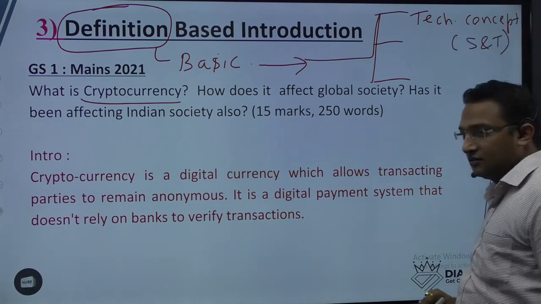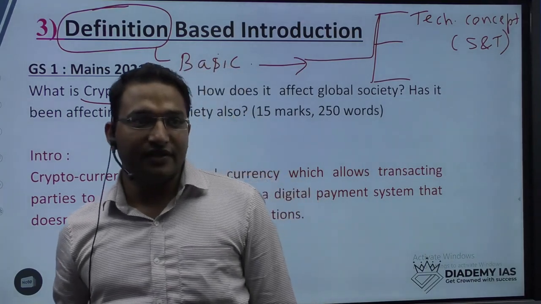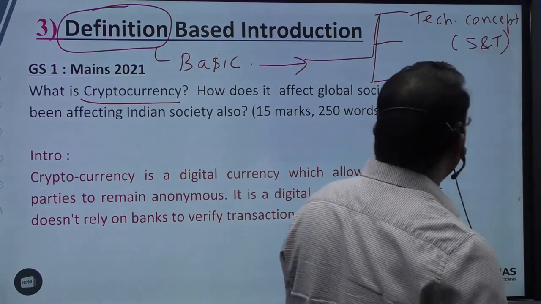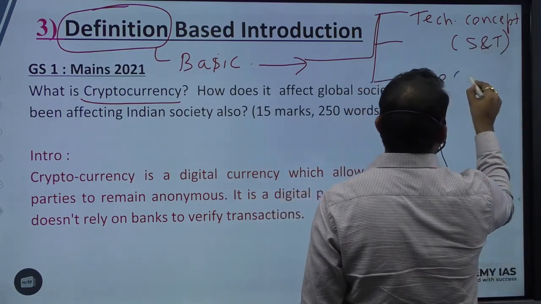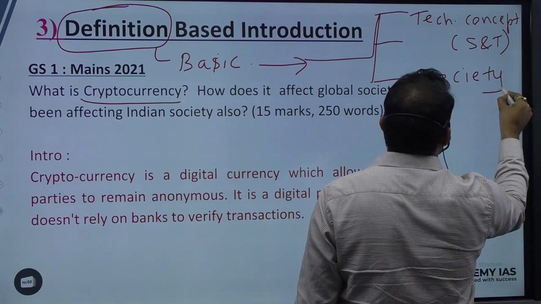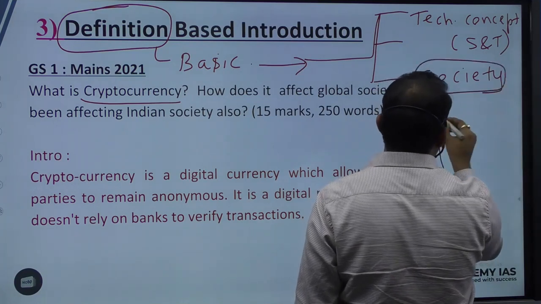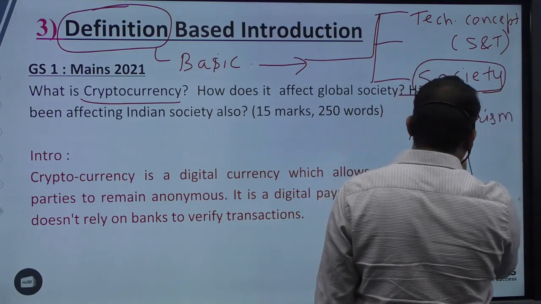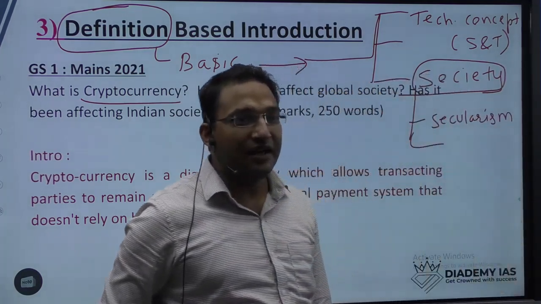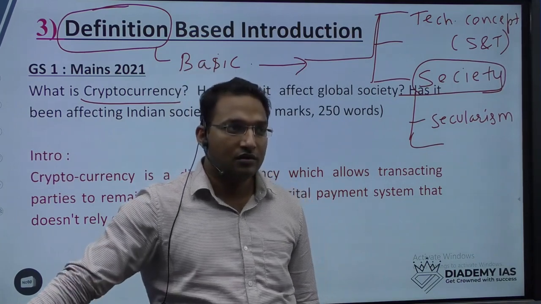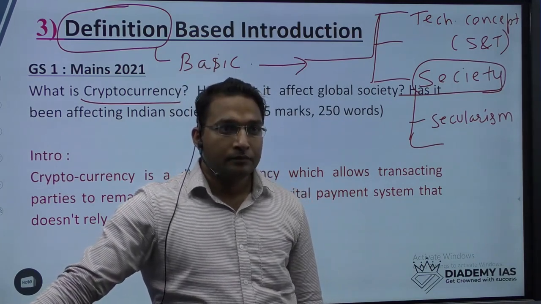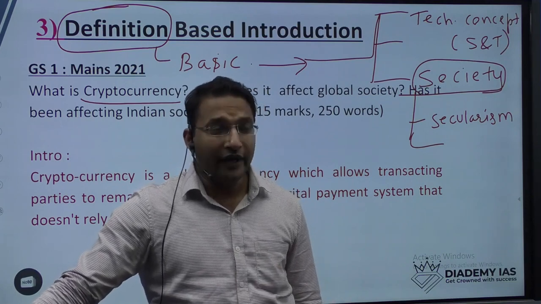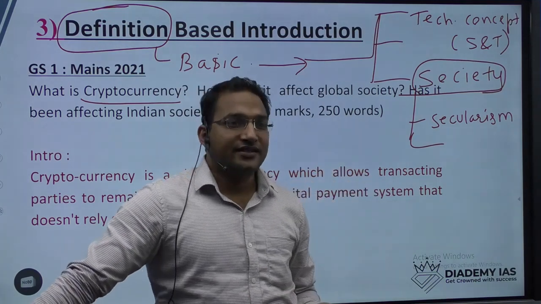Okay, what else? Where else can we use the definition? Society. Yes, very good. Society, especially in those topics where there is ambiguity. For example, secularism. If you can define these concepts clearly, it will be good. Where else can we use it? Okay, so there can be many other areas, right?